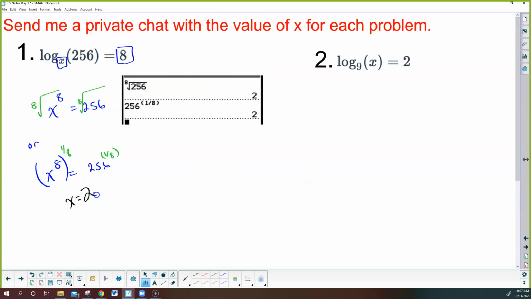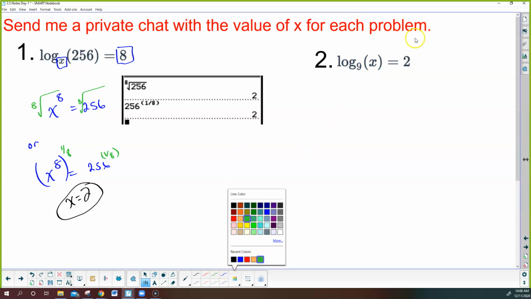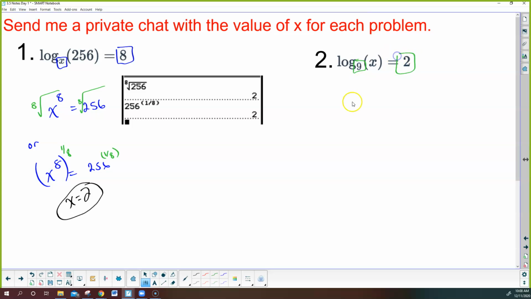So nice job, everybody. Almost everybody had that, which is awesome. And this one, super quick. You might even know the answer without doing any work, right? We have the base of 9 raised to the power of the answer is equal to x. And in that case, x equals 81, 9 squared.